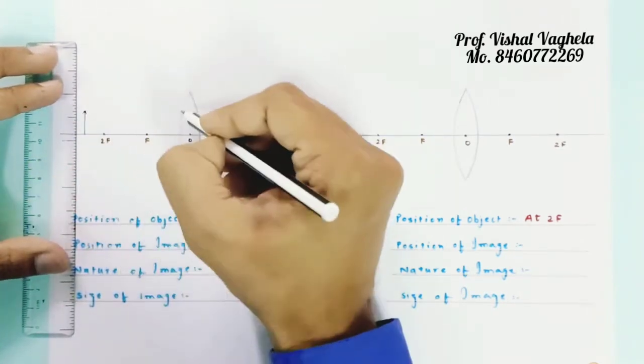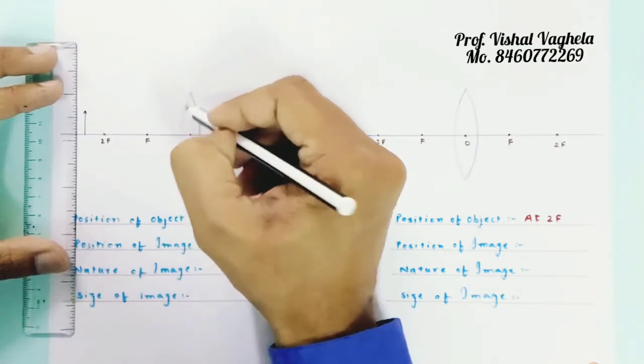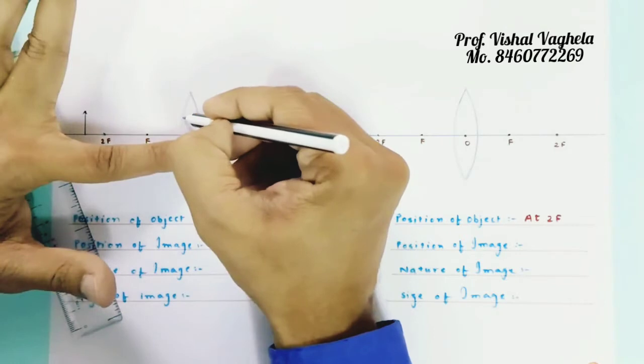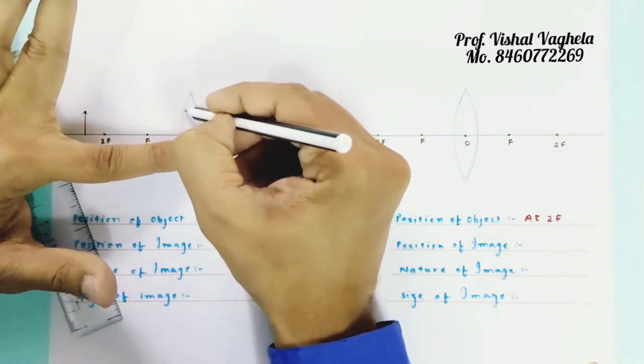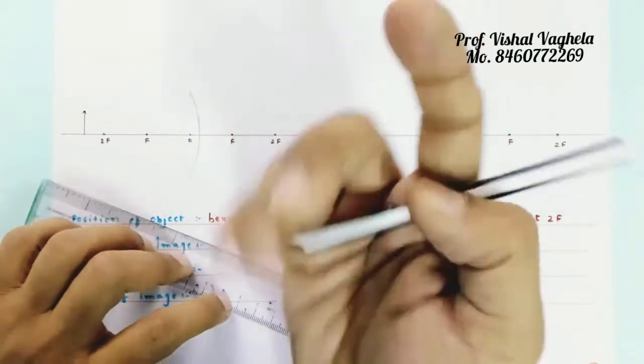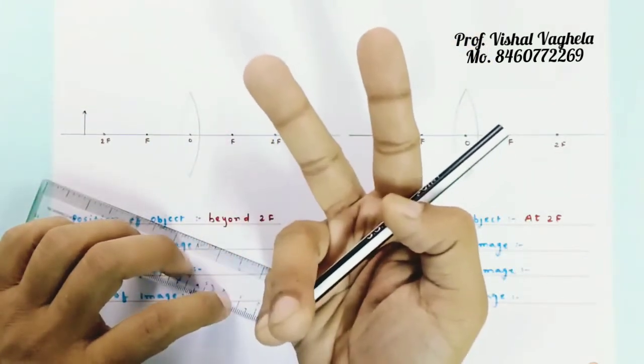The size of the arrow should not be more than half of the half of the lens. So this is half the lens, and again it's half, not more than this much. Maximum, somewhat more than half the height of the half lens. Now we are going to use 2 rays for image formation.